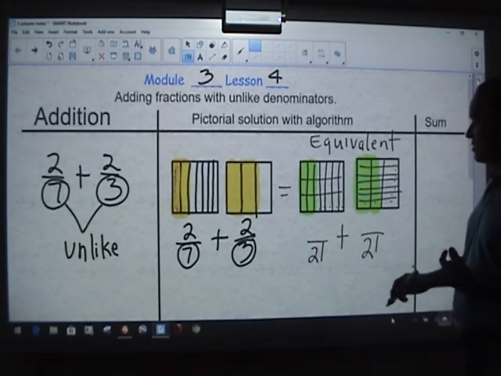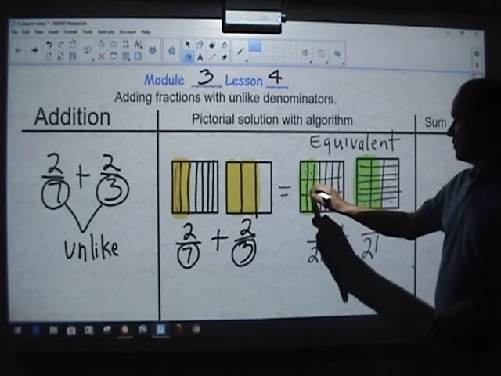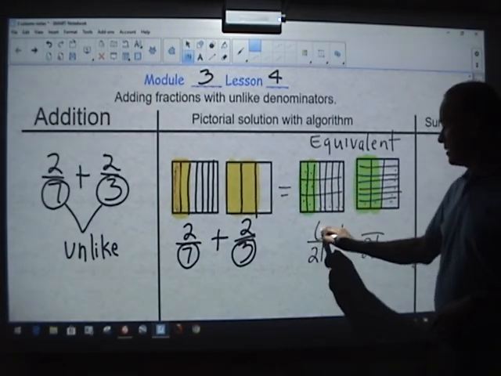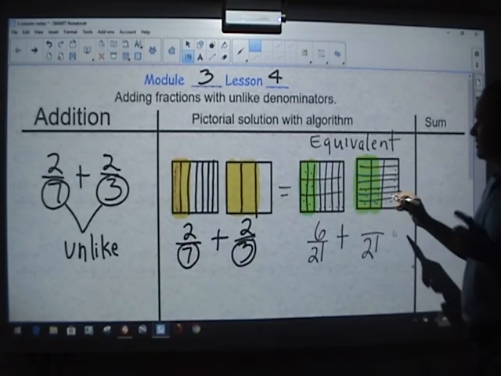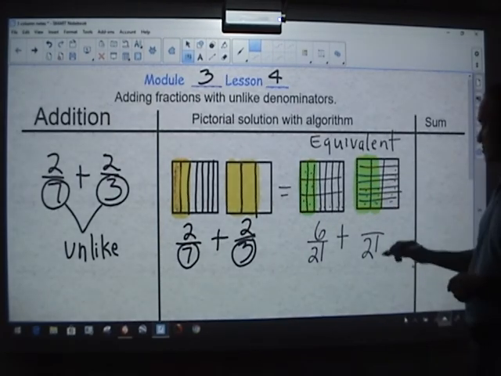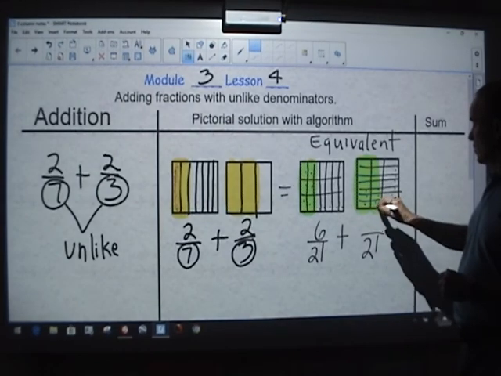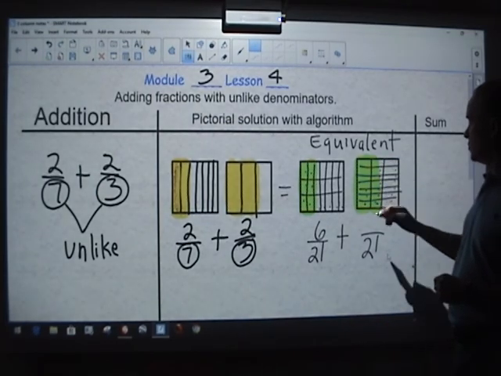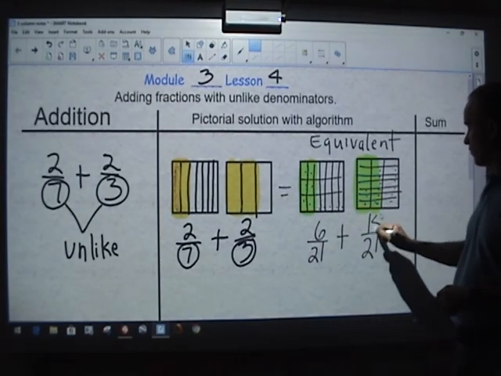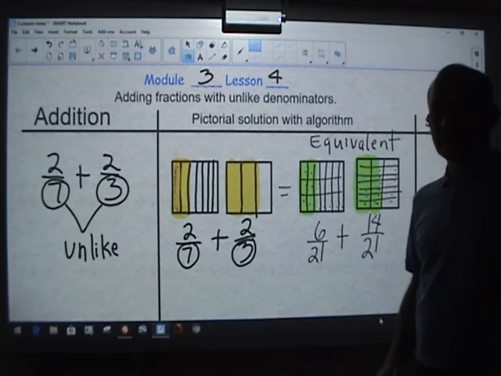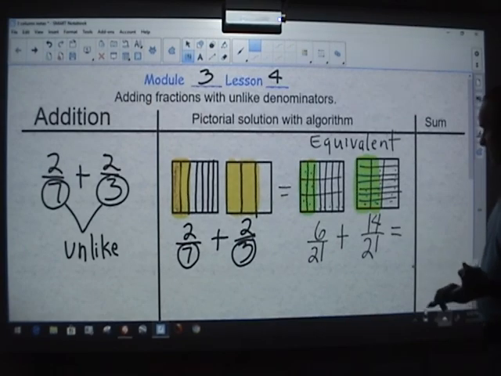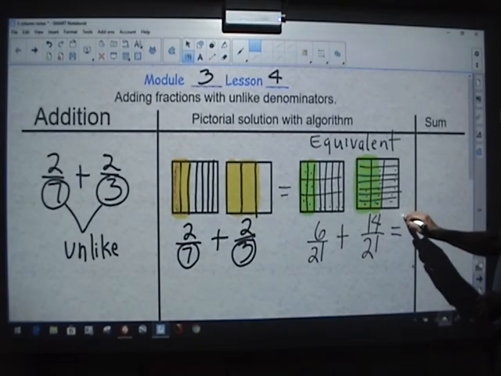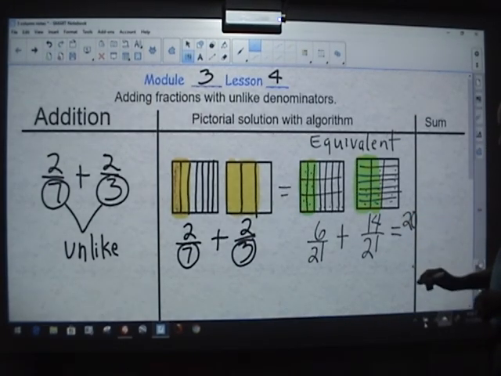Now we got to see how many are shaded. 1, 2, 3, 4, 5, 6. That is 6 right here. Now, let's do this better. This is a better strategy. 1, 2, then 1, 2, 3, 4, 5, 6, 7. 2 times 7 equals 14. So now we have our common denominators. Now we need to add them up. So this is the total of them right here. And that will be 14 plus 6 equals 20.